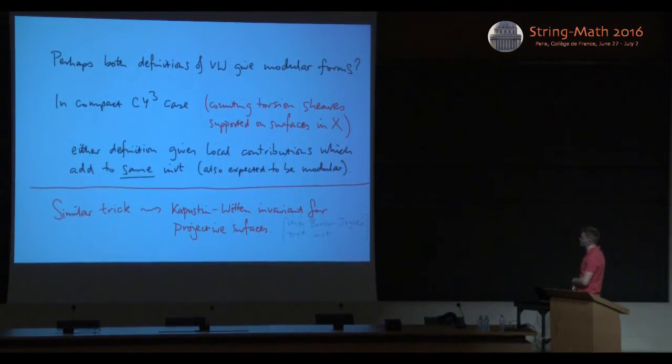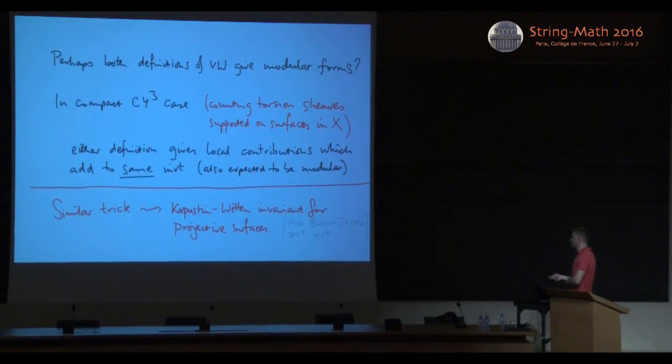As I say, in the compact Calabi-Yau threefold case, where there's lots of work by physicists, with papers called S-duality as well, they count various torsion sheaves supported on surfaces in X. In cases where you can localize the calculation to various surfaces in your Calabi-Yau threefold, either localization may give different answers, but they will all add up to the same answer, which is also supposed to give a modular form. It makes some sense to investigate whether all the individual contributions are modular, and maybe they are in either case. I have no idea. Until we've done the calculations, I'm not entirely sure what's going on.